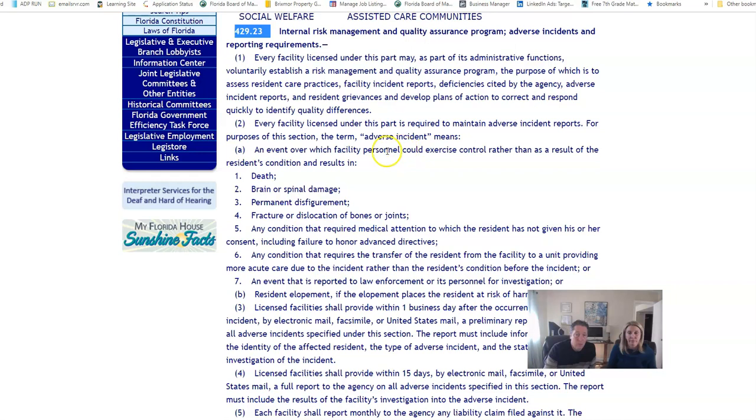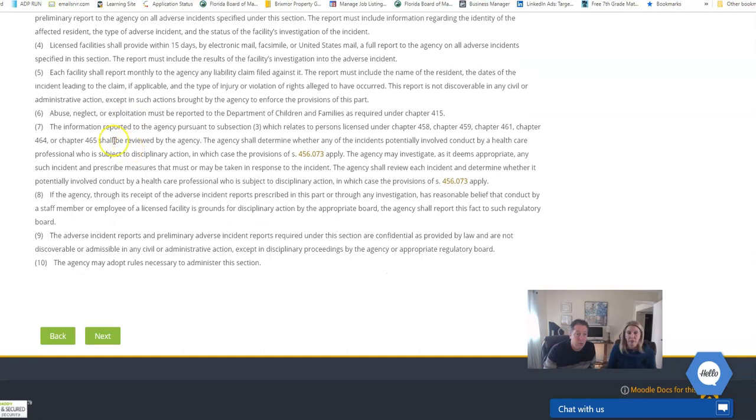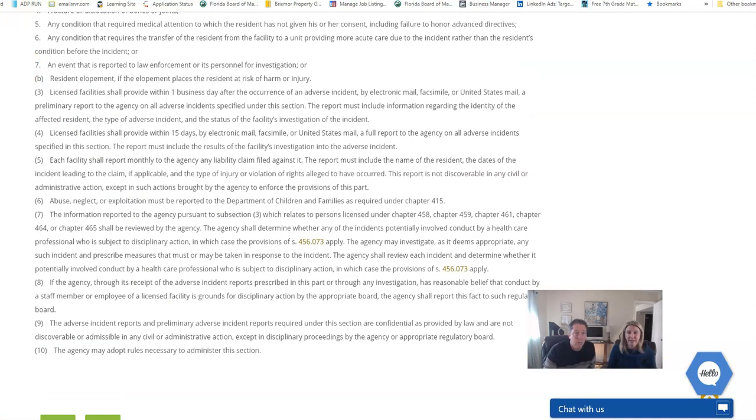Could the facility personnel exercise control, rather than it being a result of the resident's condition? Is that it? Any other thing you want to cover? Let's just flip back here and make sure I don't have anything else to cover. We are finished with this section. Okay, thank you.